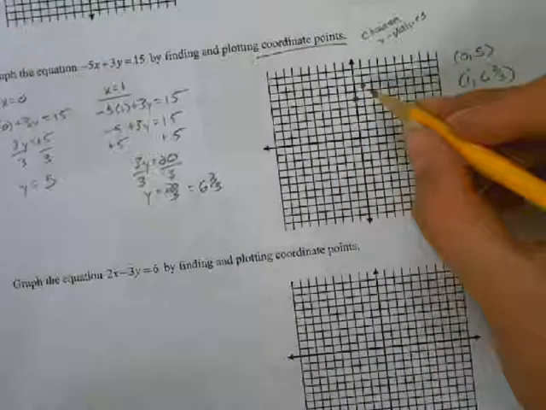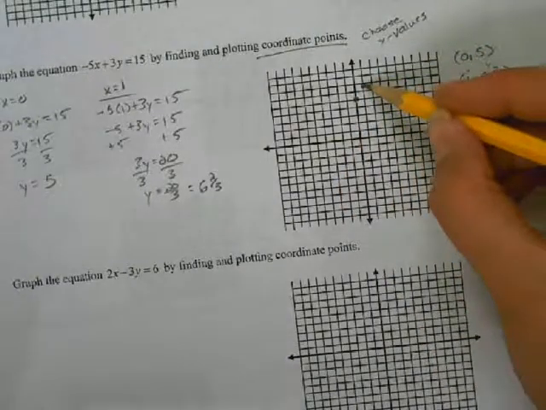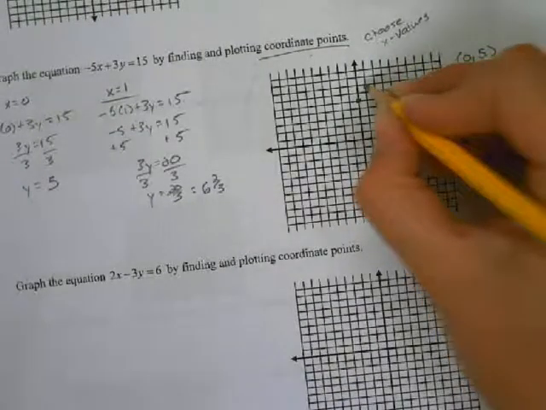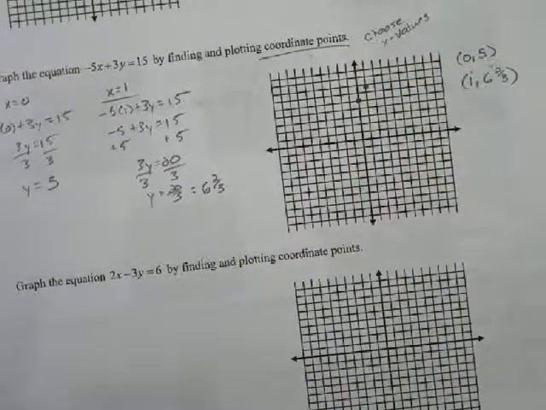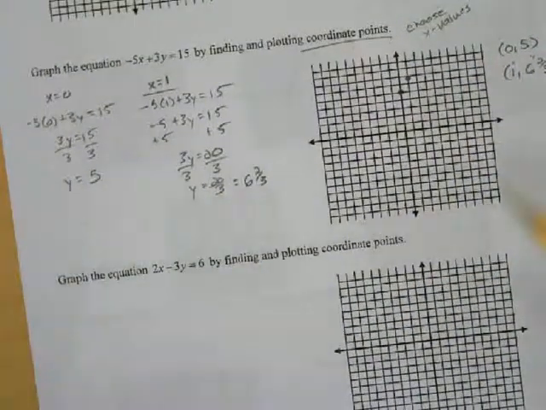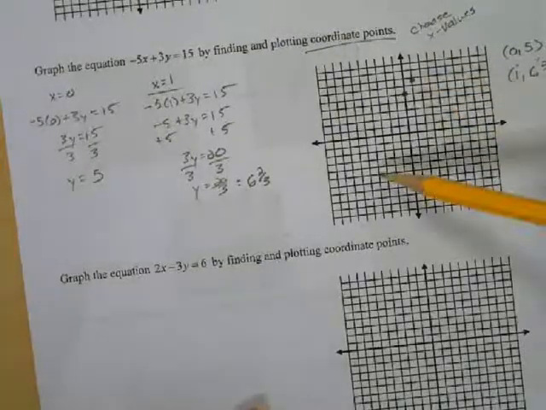By the time I put that big old dot in there, it takes up half the space anyway. So it's going to be approximate. But as long as I don't go all the way up to 7, then I'm doing pretty good. So then, I could technically draw a line here. Right? I've got 2 points.